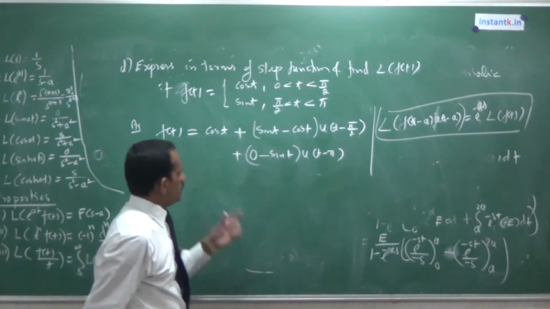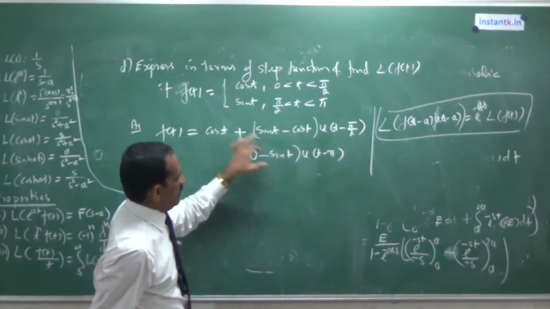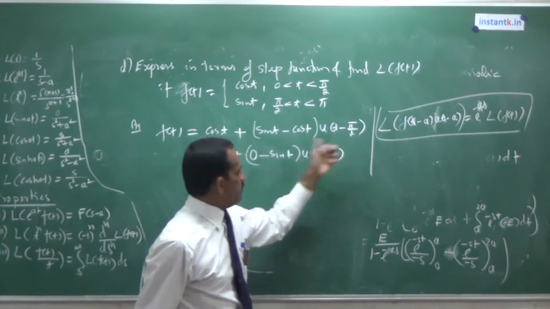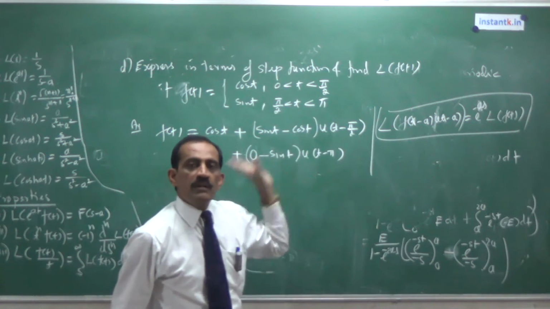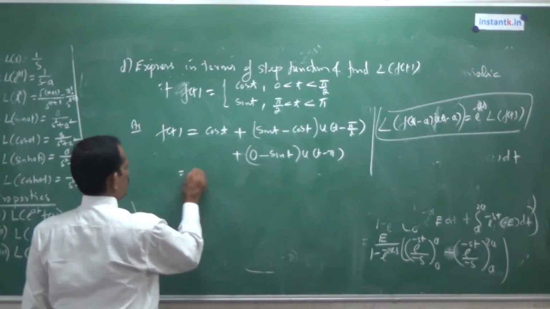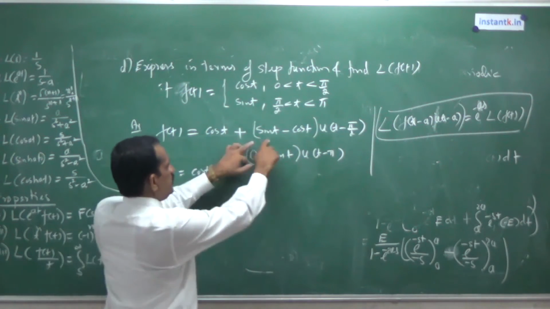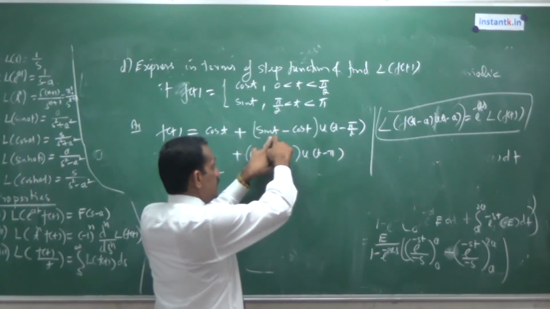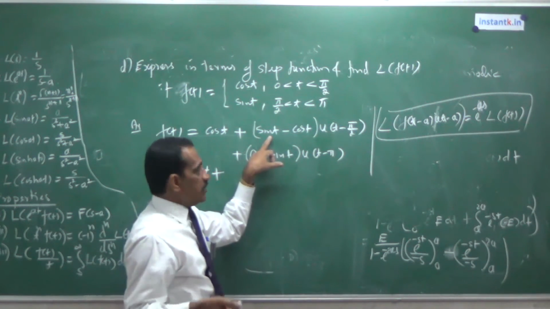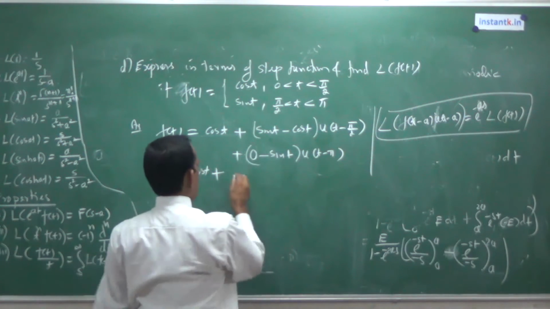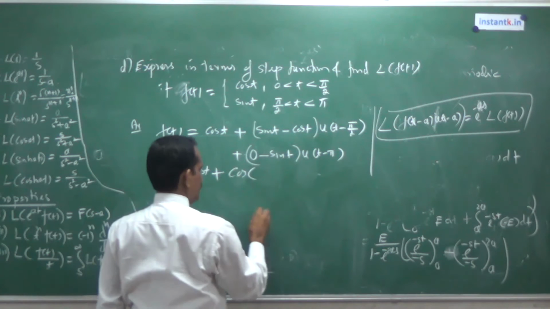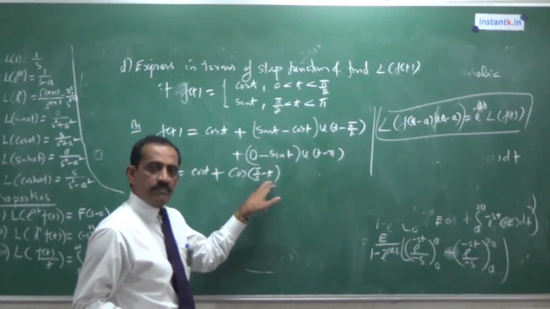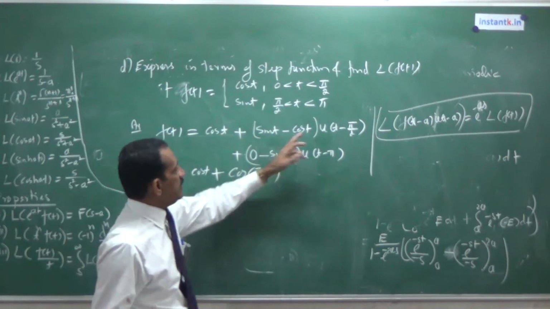To apply that, here no switch is attached, so you can directly find it. But for these two terms, the switch is u of t minus pi by 2, which means these two terms must be written in terms of t minus pi by 2. How do we write it? That is cos t plus... You know that sin of pi by 2 minus theta is cos theta, and cos of pi by 2 minus theta is sin theta. So I'll write this sin t as cos of pi by 2 minus t. But I need it in terms of t minus pi by 2.